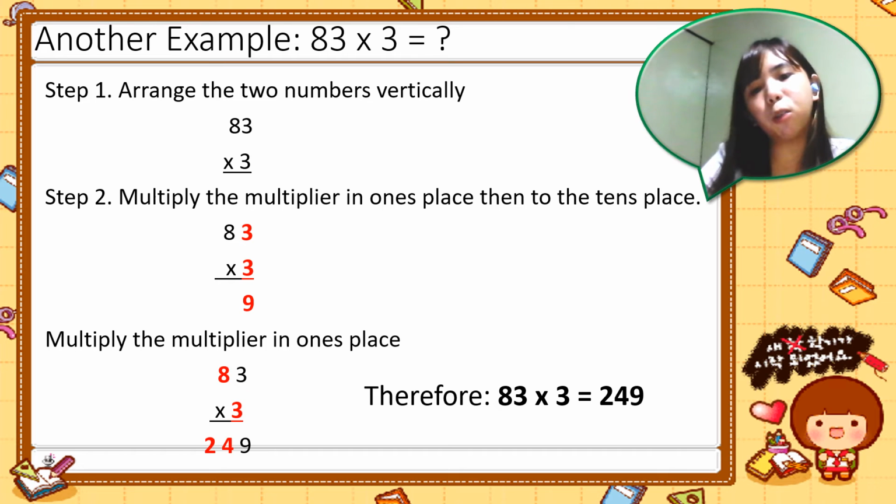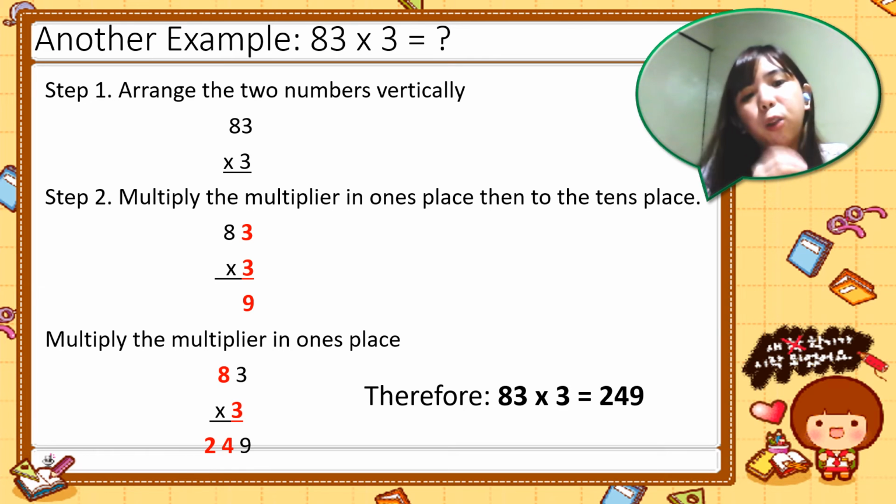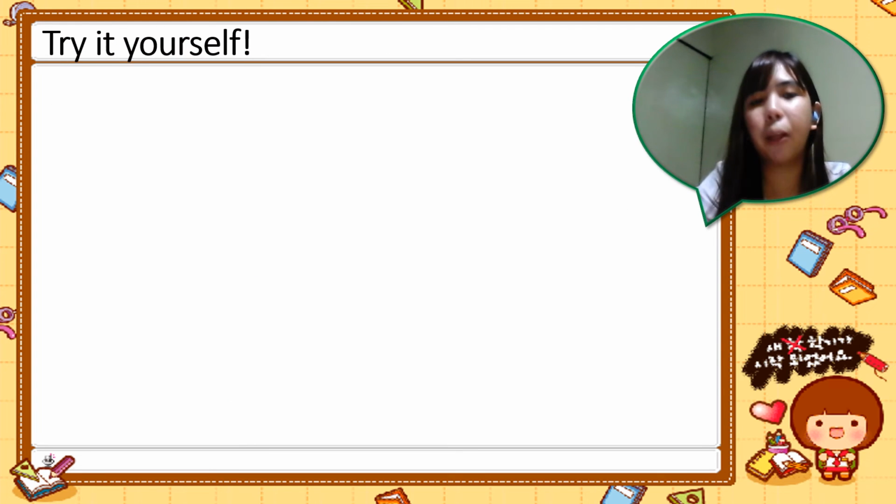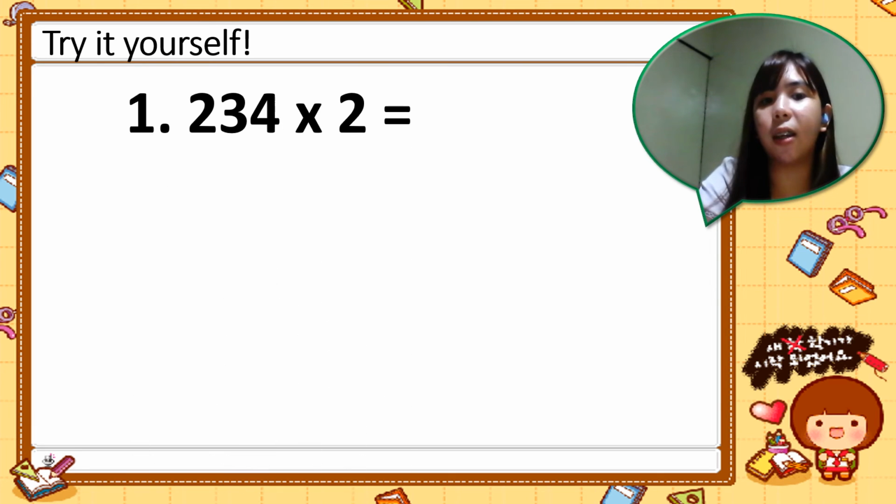Pero kung i-add mo ni siya nung iyang format, it will be 83 plus 83 plus 83. So, medyo malawig. But if you're going to multiply it, you can write it as 83 times 3, which will give you the same answer as 249. Okay? Alright, very good. Now, I want you to try this yourself. So, I want you to get a piece of paper and try to answer this question.